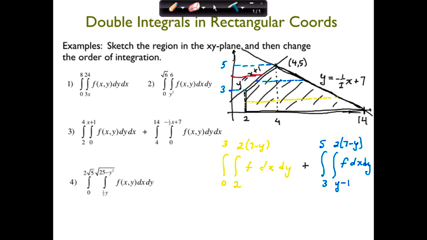Yes, 0 is a y value. That's why when y goes from 0 to 3, x goes from 2 out to this function. That's what I'm writing here. So 0 is a y value, but y minus 1 is an x value. In this region, you would never go from 0 to y minus 1. It's like apples and oranges. So something's wrong.